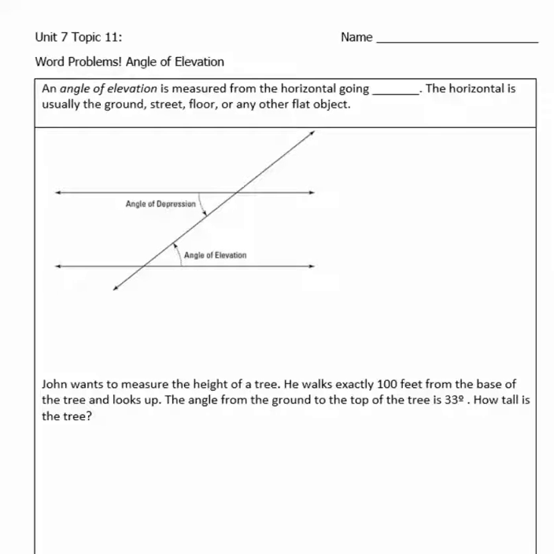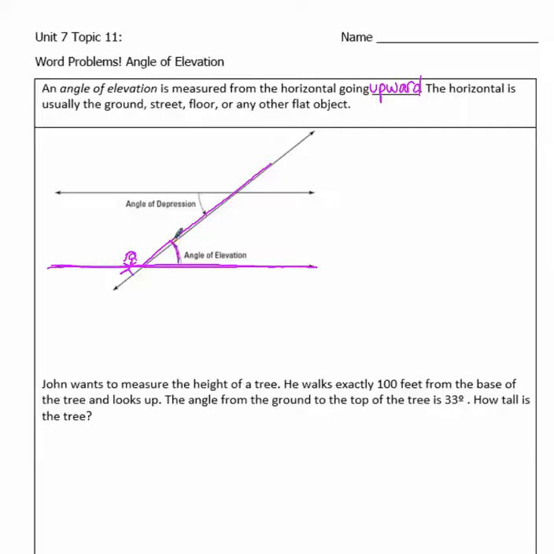So the angle of elevation is measured from the horizontal going upward. The horizontal is usually the ground or the street or the floor or any other flat object. So you have, let's say this is the ground, and maybe you're here looking. This is you, and you are looking up.